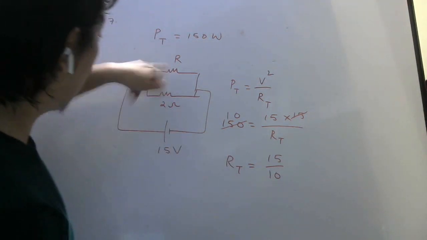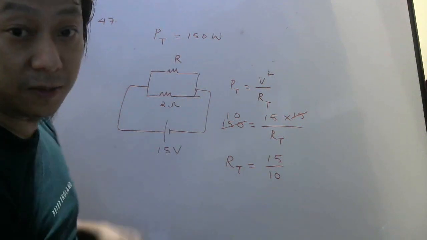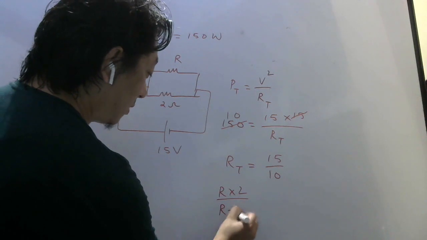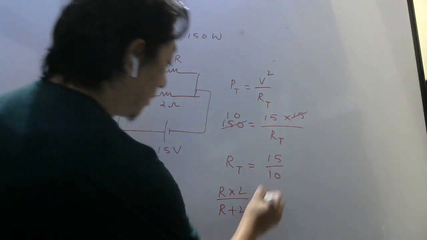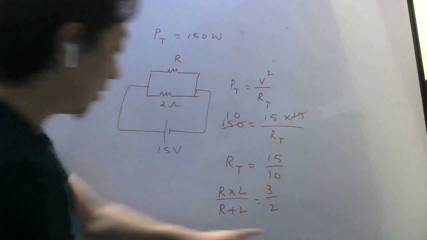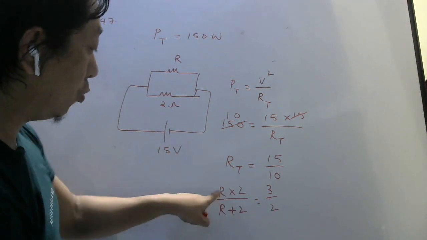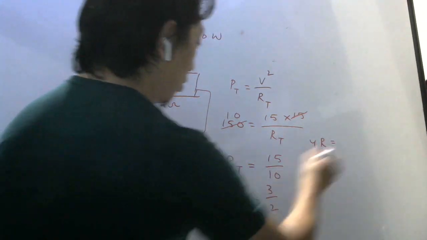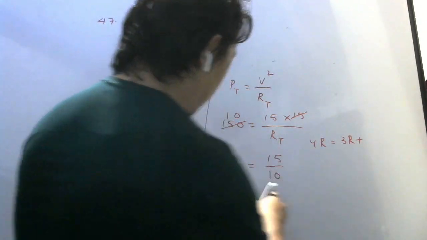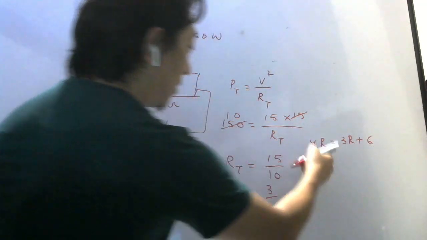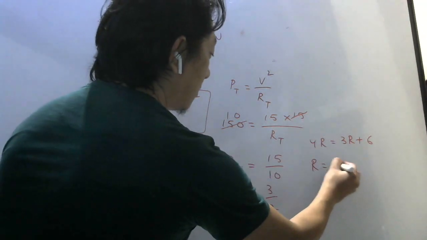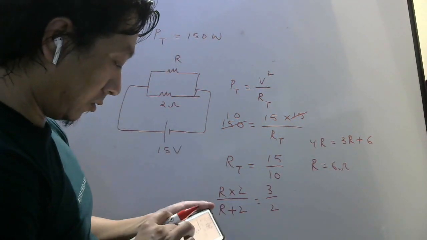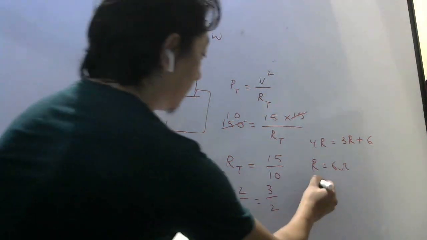Now how can I write total resistance for these two? These two are in what combination? Parallel. So I can write R into 2 by R plus 2, correct? In parallel. And this I can write as 15 by 10, which is 3 by 2. So cross multiply. 4R will be equal to 3R plus 6. Bring this 3R to this side. So R will be 6 ohm. Okay, simple question. R is 6 ohm. Option B.